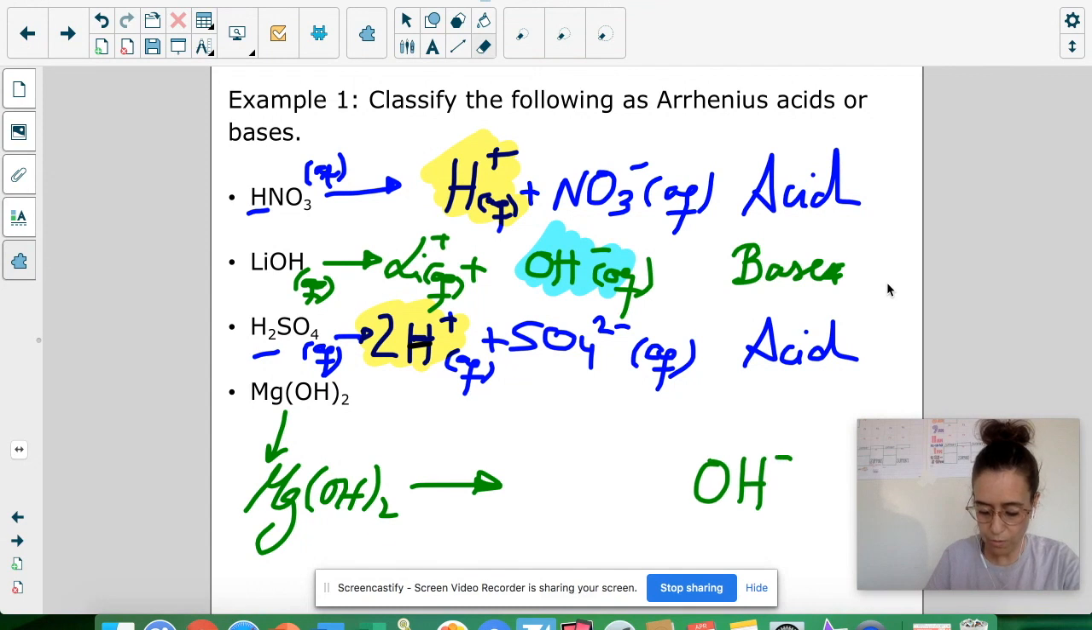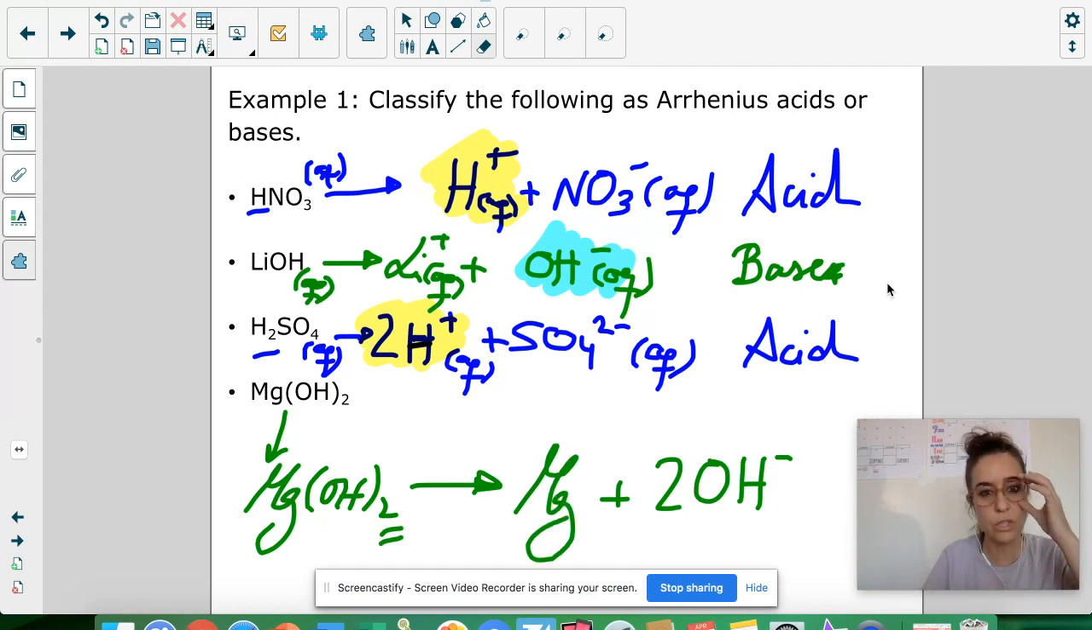So what we do is we balance this. We're going to do it in a minute, okay? So it's going to be 2 hydroxide because we have a 2 there. And then what's left? We have the magnesium. What was the charge of the magnesium? Well, magnesium is in group 2, so it has a charge of +2, okay? So 2 plus 2 negative charges, that would make the compound.